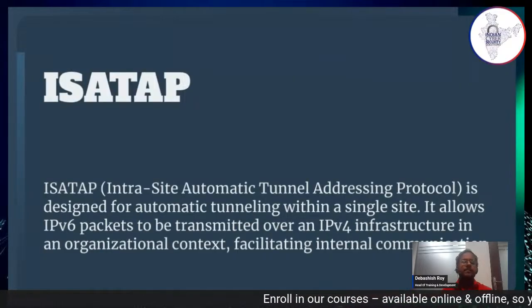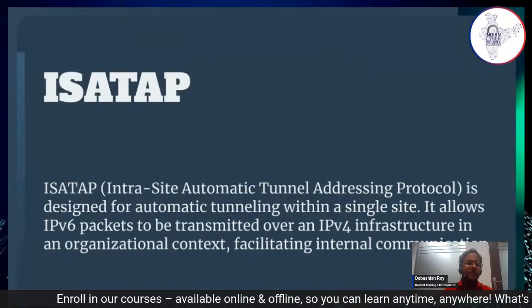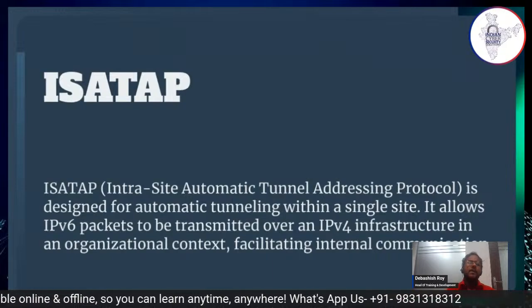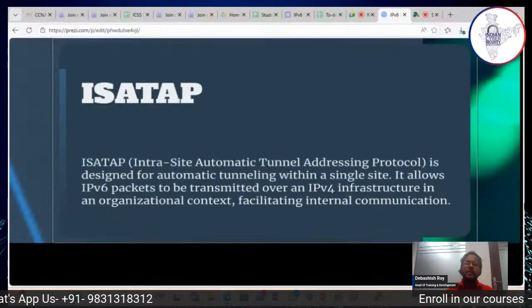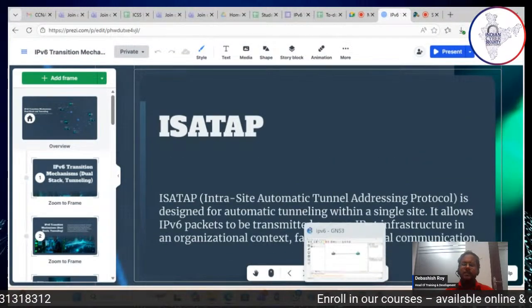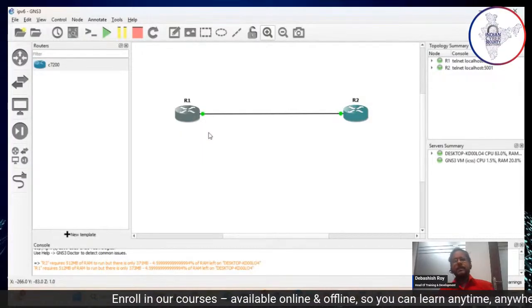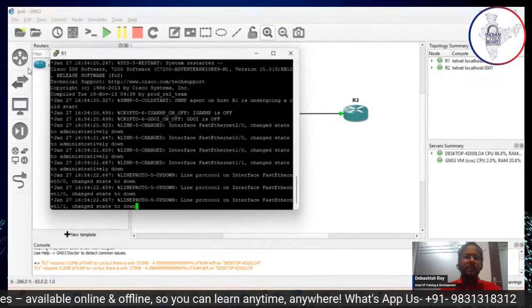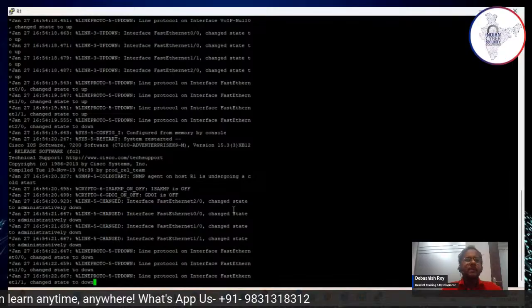So this is about all the tunneling mechanisms and the IPv6 address, why IPv6 came, and the advantages of IPv6 that we talked about. And especially we are talking about the tunneling mechanisms only here. So next, let me go to the GNS3 console. As you can see, two routers are running in this GNS3, and I have already started the nodes. This is R1 and this is R2. I have connected the routers with FastEthernet 0/0.